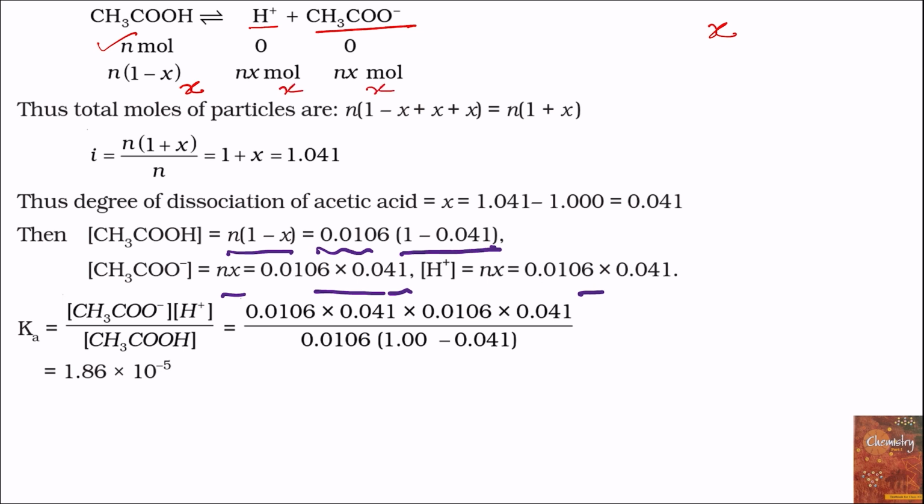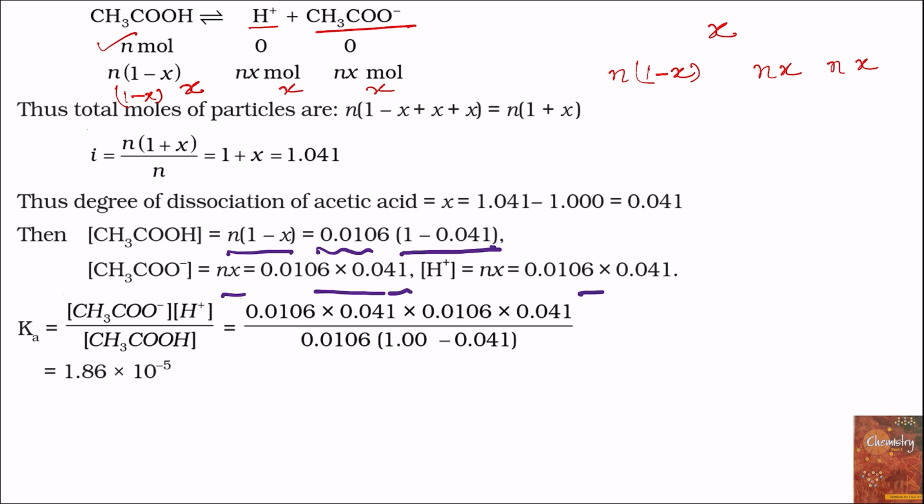So amount of acetic acid left is, if initially 1 mole was present, then amount left after dissociation is 1 minus X moles, amount of H plus ion formed is X moles, amount of acetate ion formed is X moles. This is out of 1 mole. So if in the starting N moles of acetic acid is present, then undissociated acetic acid will be N into 1 minus X, H plus ion present will be NX moles, and acetate ion present will be NX moles.